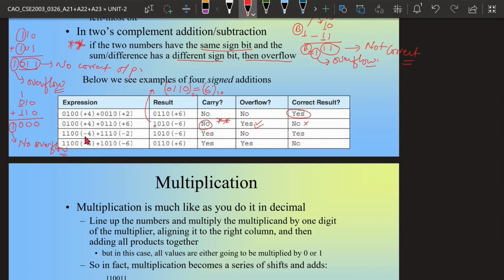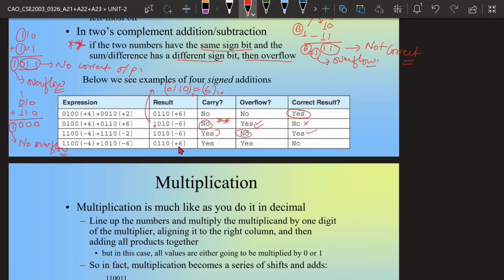Similarly, we have negative 4, minus 2. Its result is also minus. If it has the same sign and there is a carry, there will be no overflow, and if there is no overflow, the result will be correct. You can just see minus 4, minus 6. In 2's complement addition, the result is plus 6.